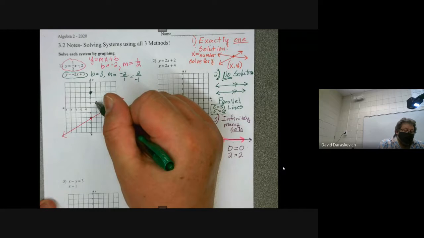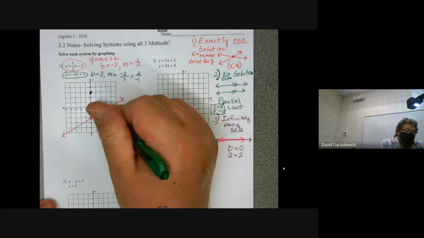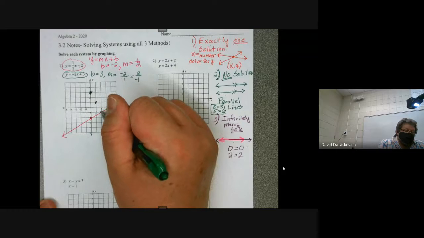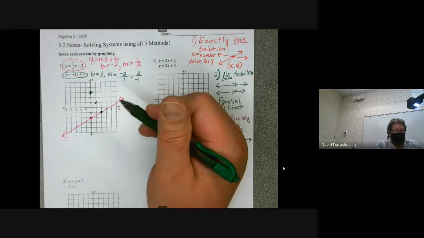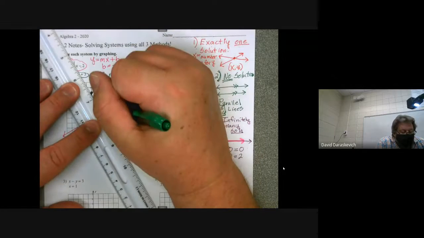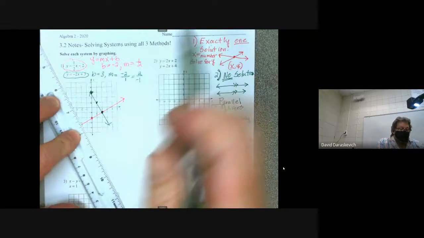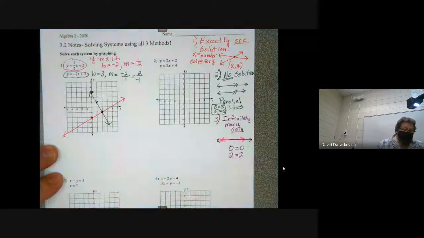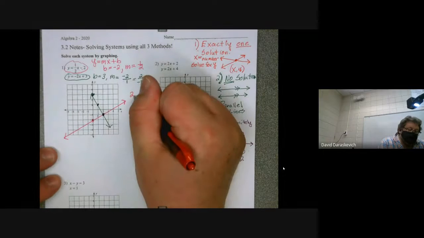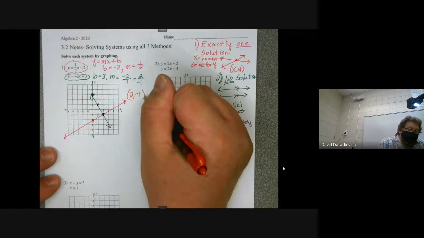I'm going to keep going because I can get an exact location where they intersect. Down 2, right 1. There's my intersection point right there. So they do intersect at the point (2, -1). That's my answer.